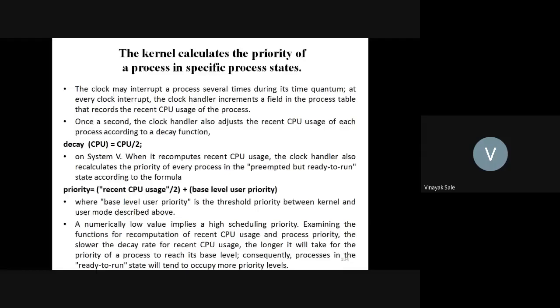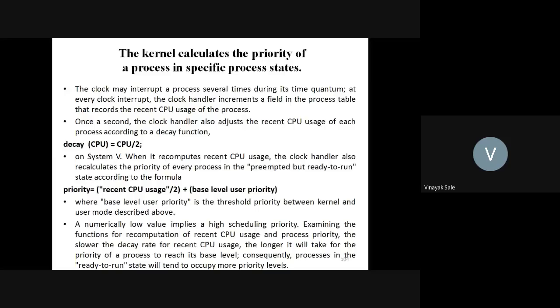Examining the functions for recomputation of recent CPU usage and process priority, the slower the decay rate for recent CPU usage, the longer it will take for the priority of a process to reach its base level. Consequently, processes in the ready to run state will tend to occupy more priority levels.